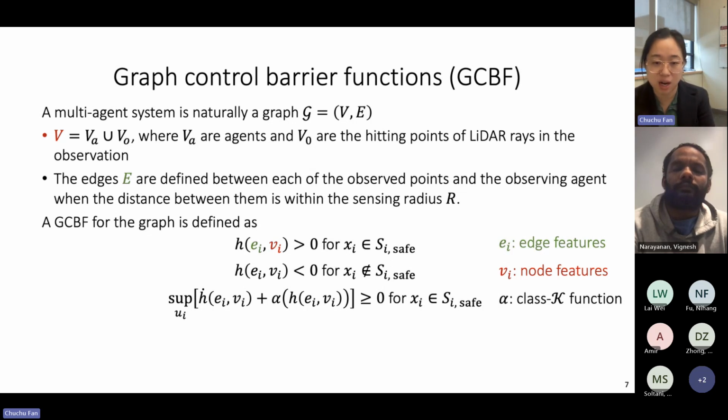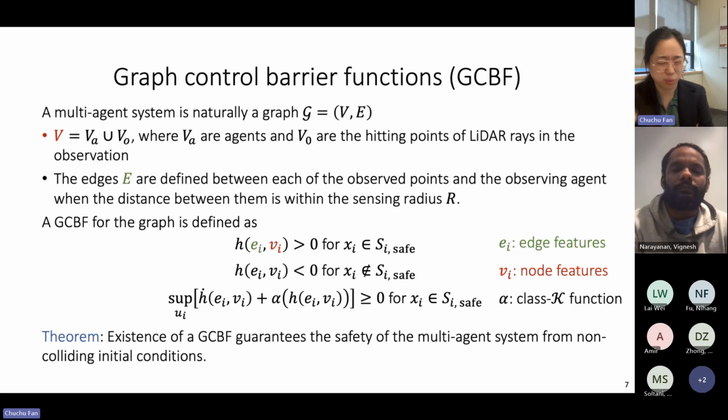So the second term here in that third condition, alpha, is a class K function. A class K function is a monotonically increasing function that will be 0 at 0. But adding that alpha class K function here basically says you can be close to the barrier, but you cannot get across the barrier. So those are the three conditions, very intuitive. Now the question is, what can we guarantee and how do we find the H function? The first answer is pretty easy because we can establish a theorem saying the existence of a GCBF will guarantee the safety of the multi-agent system from non-colliding initial conditions. However, the next question of finding H will be very difficult.